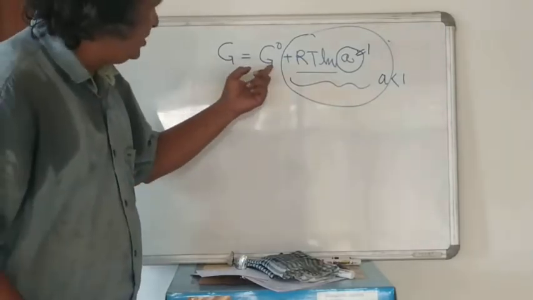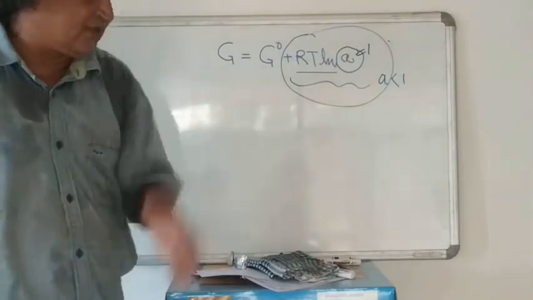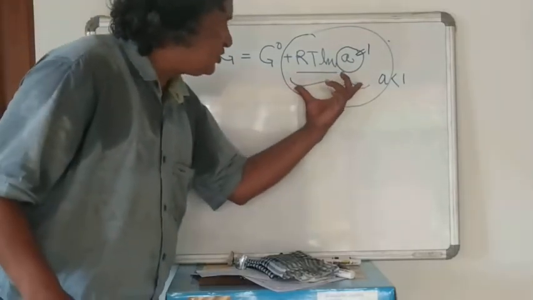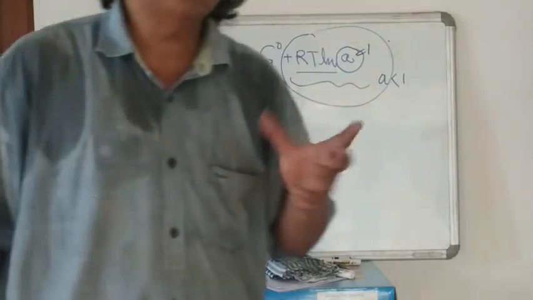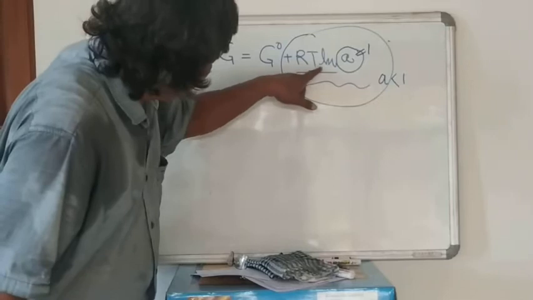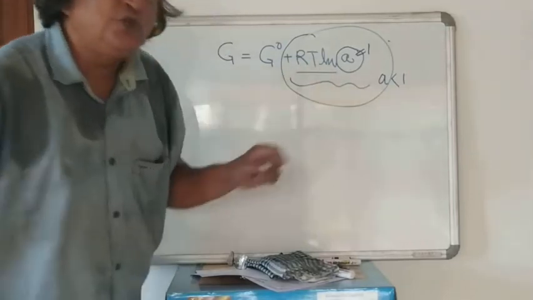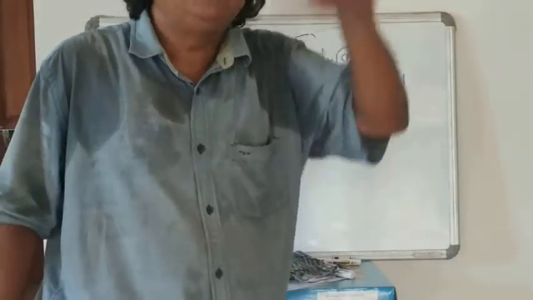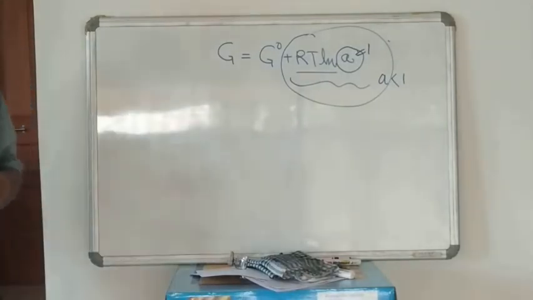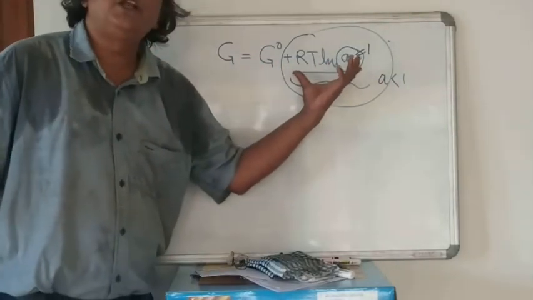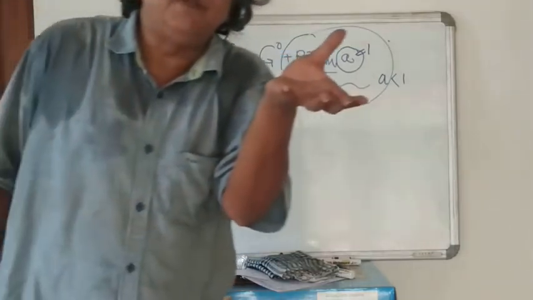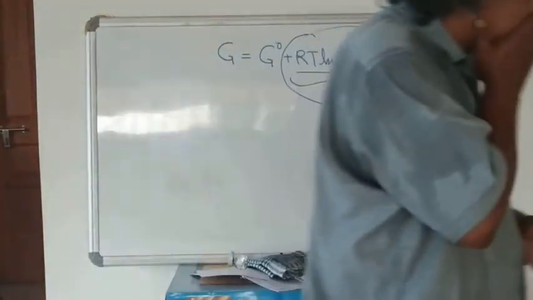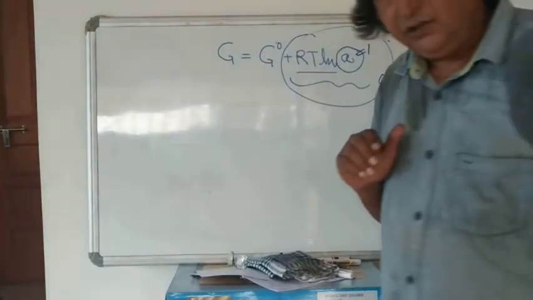Because if G0 is the free energy for the pure phase, and G is the free energy of the impure phase, this term will be the free energy of impurity. RT in terms of unit is joules per mole, which is the energy term. So this is the contribution of the impurity, the free energy of impurity, to the system. Did we understand each other?